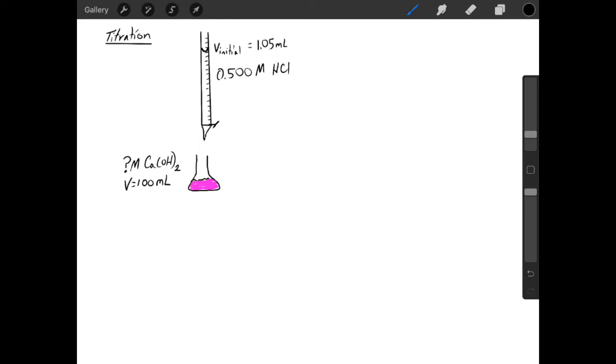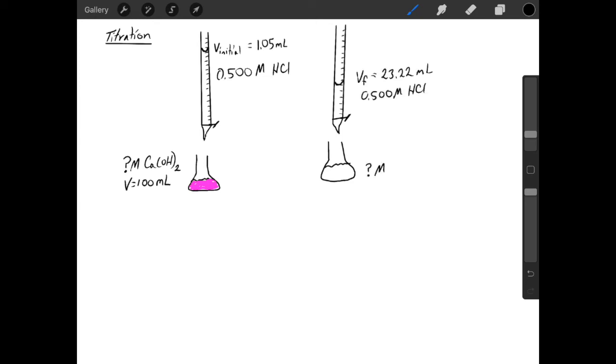So in our example, our indicator would be colored pink to start with. And we begin to add our HCl, and we would add that HCl until the point where our solution changes color from pink to clear and colorless. So at the time that our reaction finishes, we can see the color changes from pink to colorless, and we've got a smaller amount of HCl in our burette. The concentration's still the same though. And the way we measure how much HCl was actually added is we take the final volume from our burette and subtract the initial volume. So this means we've added 22.17 milliliters of HCl into the calcium hydroxide solution in order to finish the reaction.